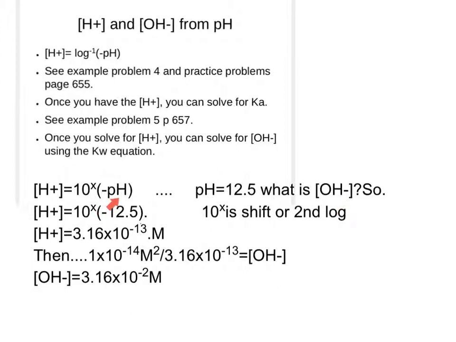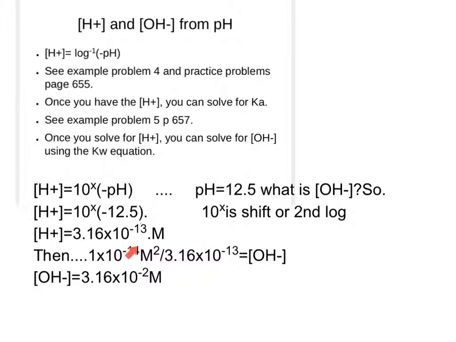So we start out with our raw equation. We're going to take the 12.5, plug it in for pH, put a minus in front of it, and then hit second log or shift log. So all of these equations, the ones on the previous page and this one, you start on the right and work to the left, and then you get your answer. Put in 12.5, plus minus, shift log, and when we do that, we get 3.16 times 10 to the negative 13th. That's the H plus.